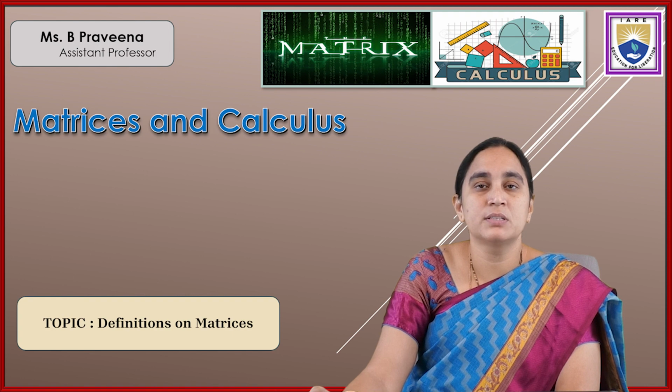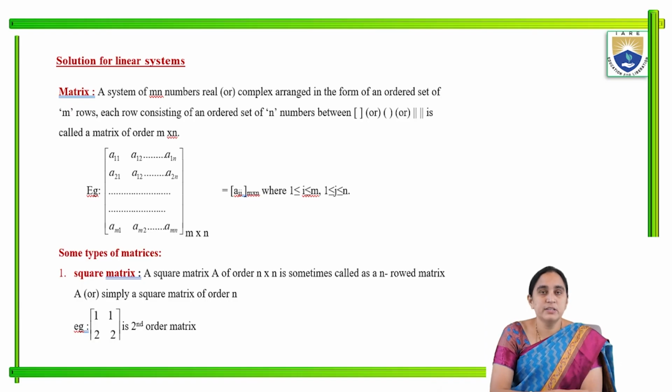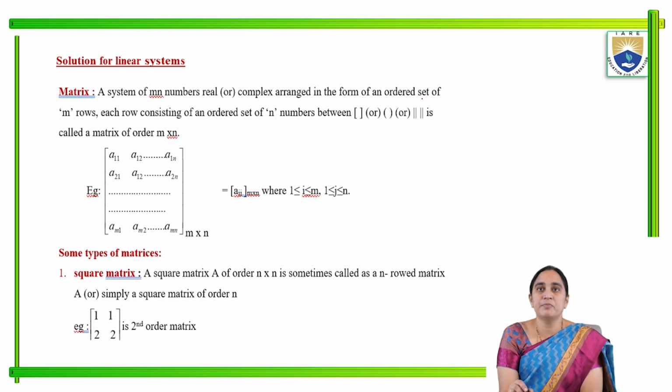Today I want to discuss the topic of definitions of matrices. What is a matrix? A system of mn numbers, real or complex, arranged in the form of an ordered set of m rows, each row consisting of an ordered set of n numbers between brackets, square brackets, is called a matrix of order m by n. This is the example for that.